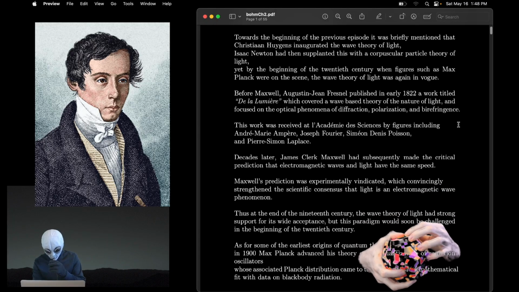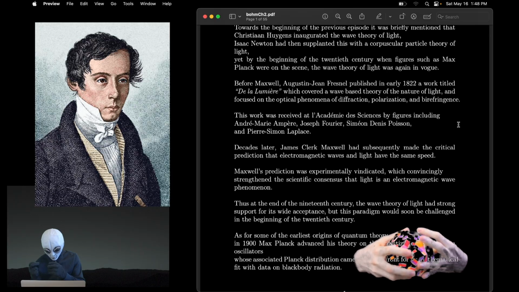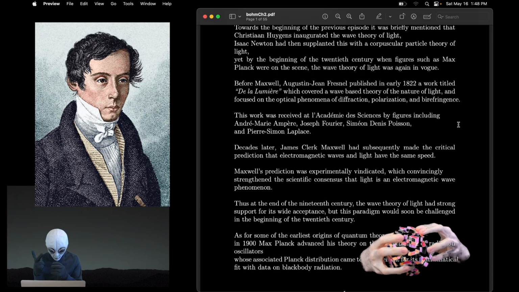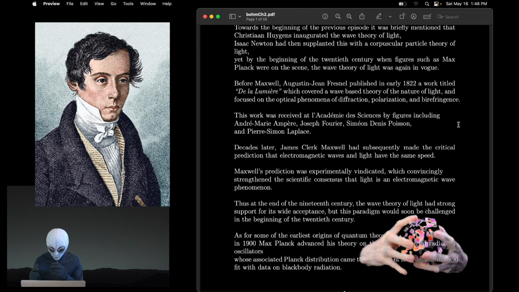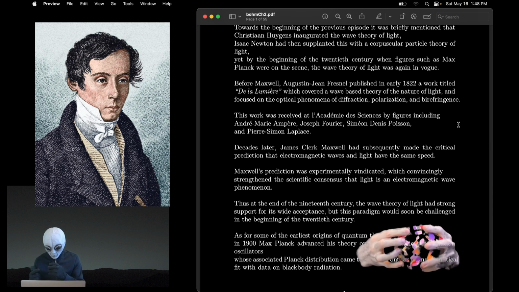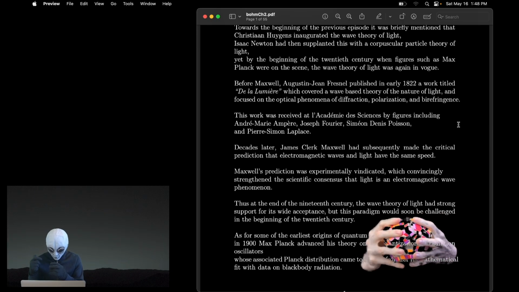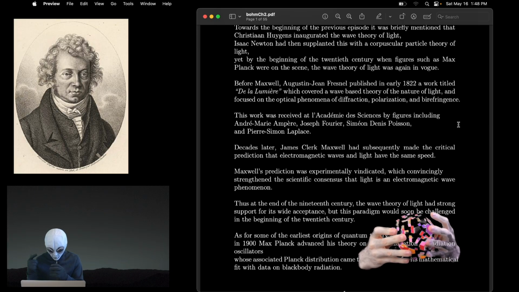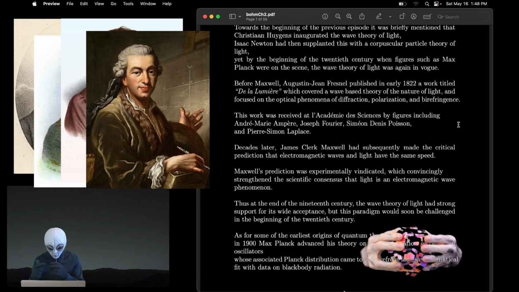Before Maxwell, Augustin Jean Fresnel published in early 1822 a work titled De la Lumière, which covered a wave-based theory of the nature of light and focused on the optical phenomena of diffraction, polarization, and birefringence. This work was received at l'Académie des Sciences by figures including André-Marie Ampère, Joseph Fourier, Siméon Denis Poisson, and Pierre-Simon Laplace.